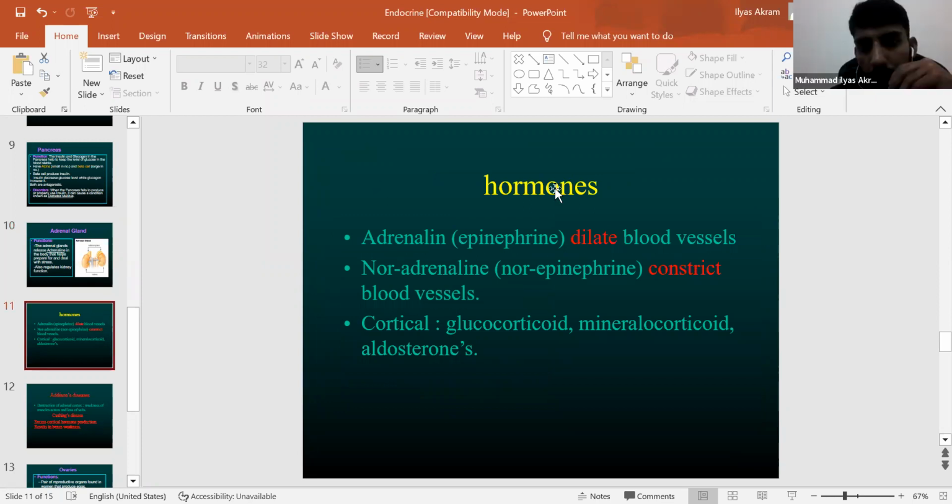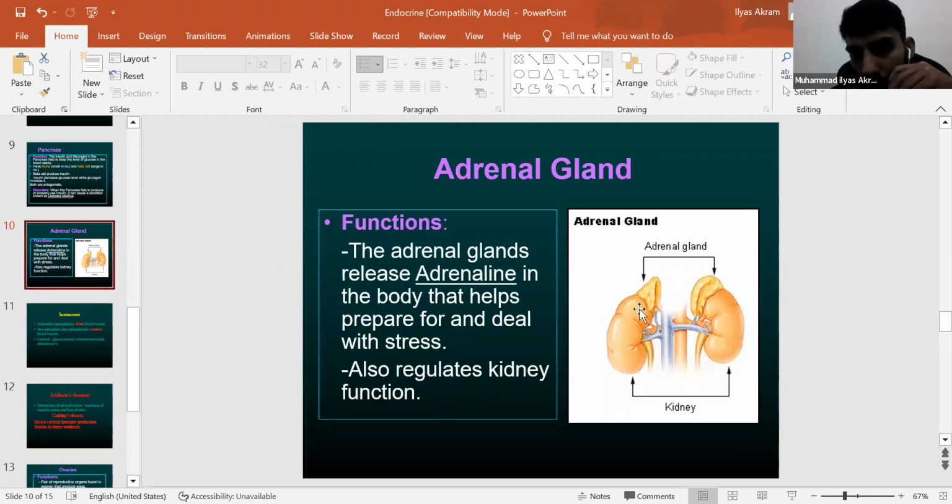These are the hormones that are released by the adrenal cortex. The kidney has two parts. The outer part of the kidney is called the cortex, while the inner part is called the medulla. So there are two hormones released by both of the parts. Medulla means inside or between.